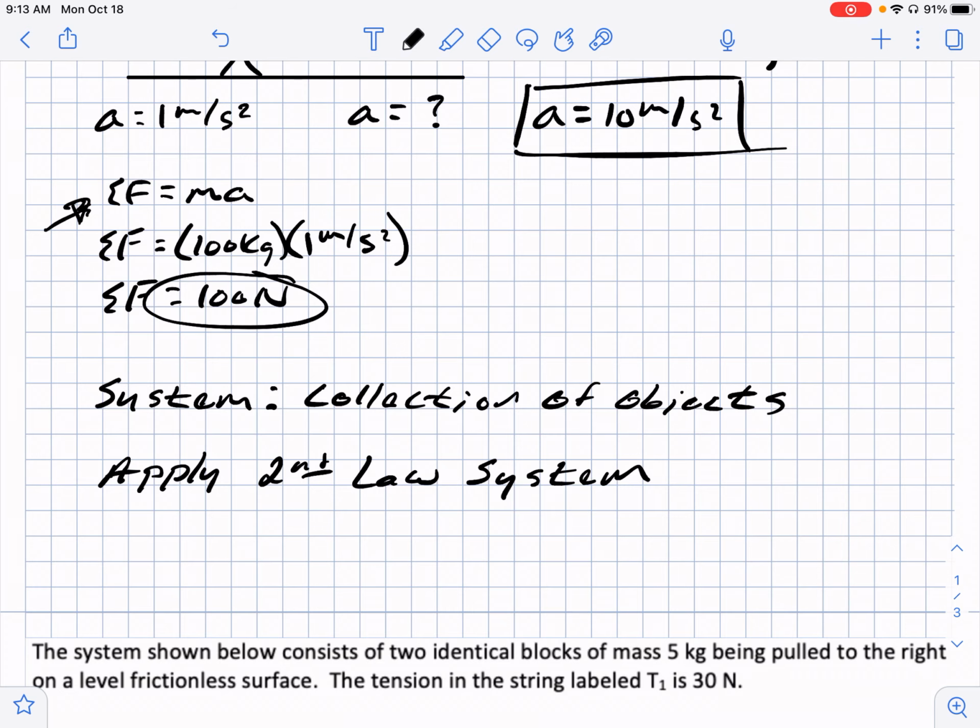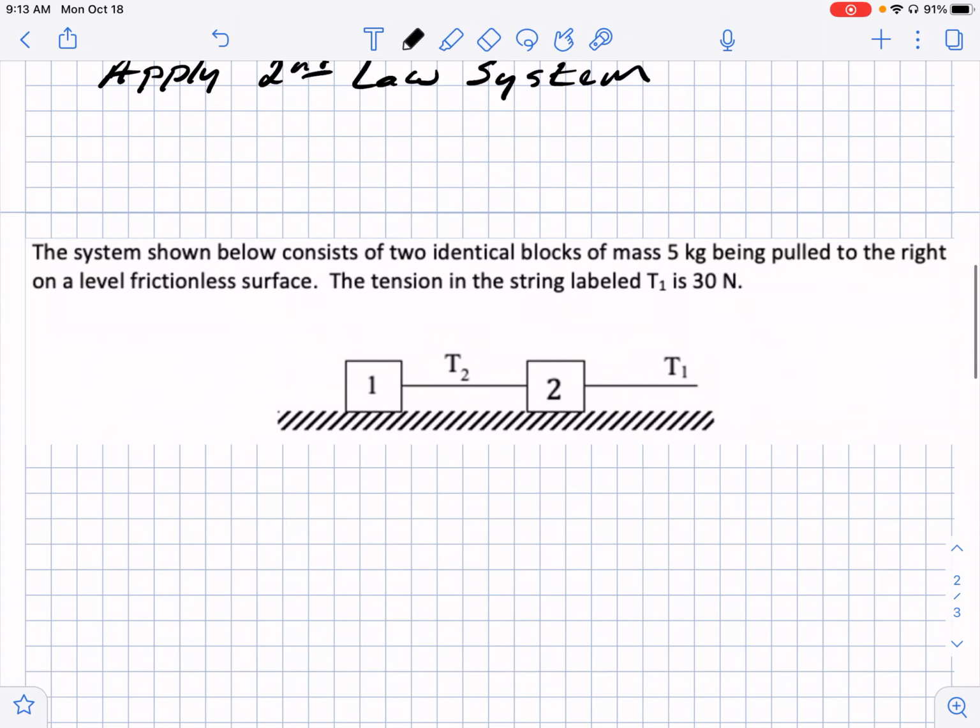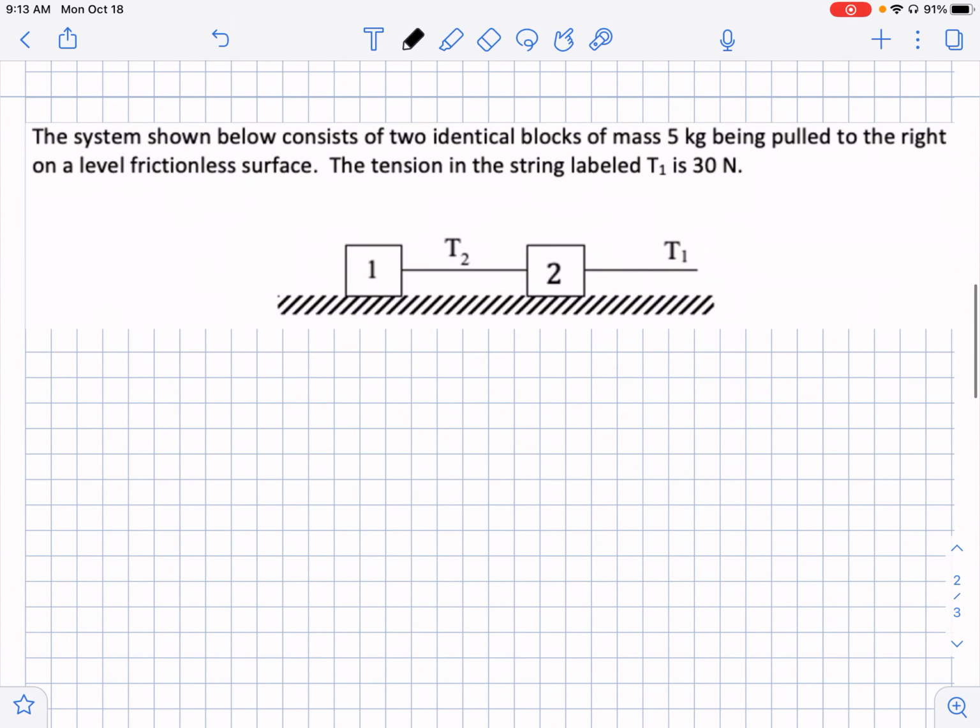And so let's look at a few examples and kind of see what that looks like. So this one here says the system shown below consists of two identical blocks, mass 5 kilograms, being pulled to the right. There's no friction, and the tension T1 is equal to 30 newtons. So let's go ahead and start applying Newton's third law and Newton's second law to this system to solve for our T2 here. Okay, so we want to solve for this tension 2.